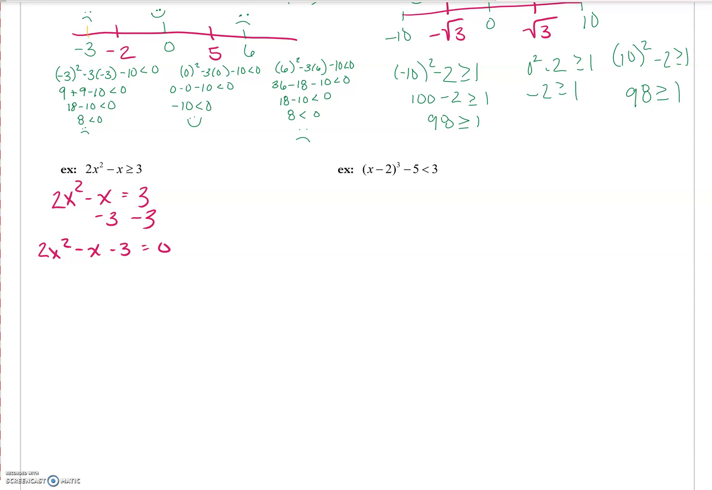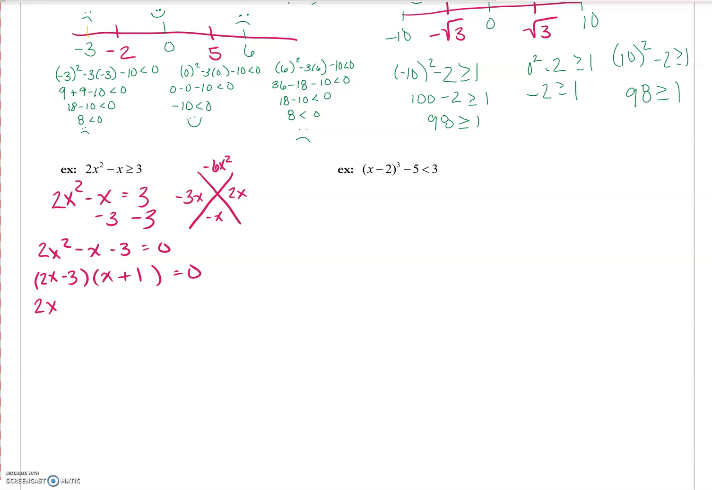Now I can continue to factor. I'm looking for two numbers that multiply to negative 6x squared and add to negative x. Those two numbers would have to be negative 3x and positive 2x. Again, I want you to pause your video and factor that with whichever method you prefer, and then restart your video when you're done factoring. When I factored this, I got 2x minus 3 times x plus 1 equals 0.